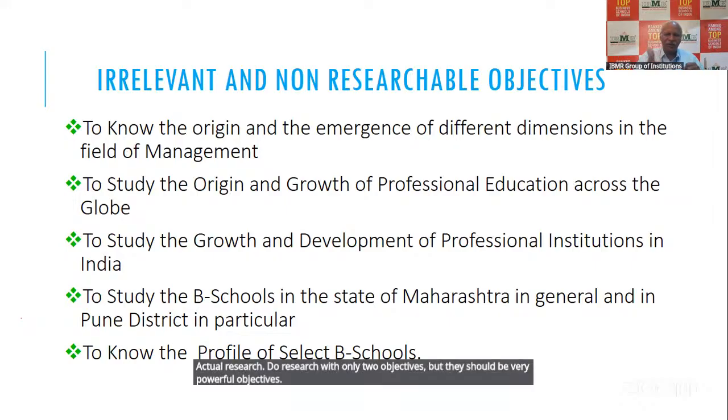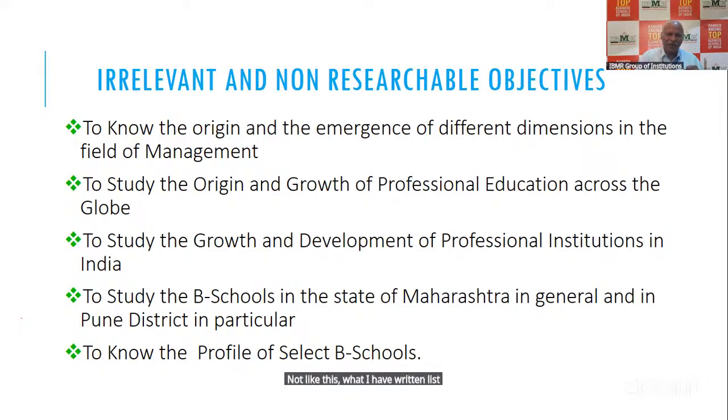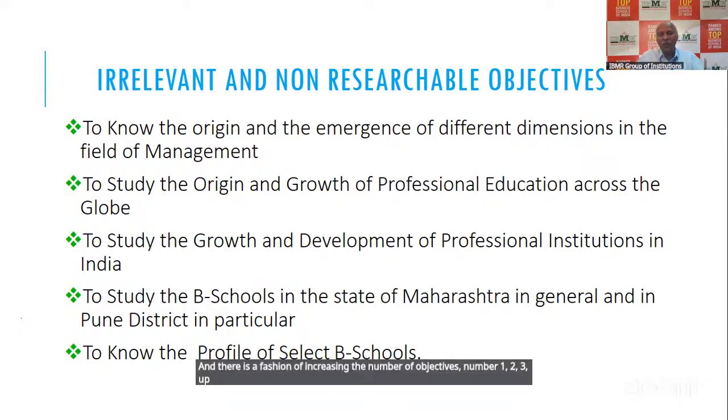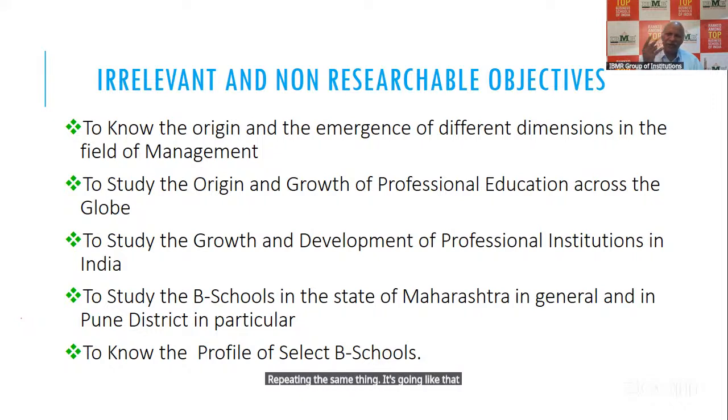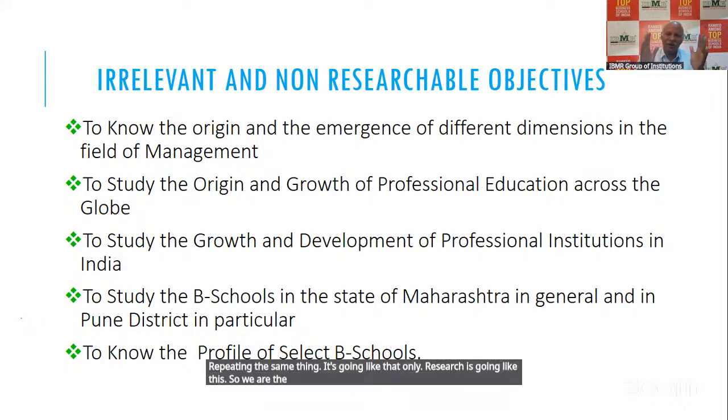Not like this, what I have written in the list. And there is a fashion of increasing the number of objectives, 1, 2, 3, up to 20 objectives. Many times I have seen. But if we screen 20 objectives, you will not even find 1 or 2 real objectives. All are duplication, repeating the same thing. Research is going like this. So we are the people trying to stop this and bring some quality work in this research for the future generation. This is my humble submission.